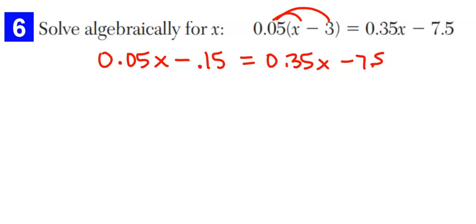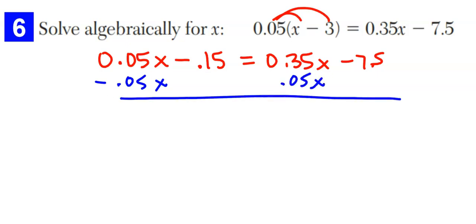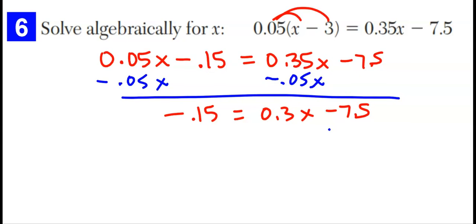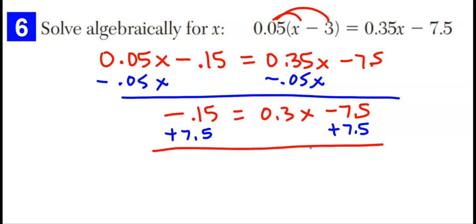Now I'm going to use some inverse operations. I think I'm going to subtract 0.05x from both sides first. And that's going to give me 0.3x. For the next step, I'll add 7.5 to both sides. Whoops. Let's see what that will give me.